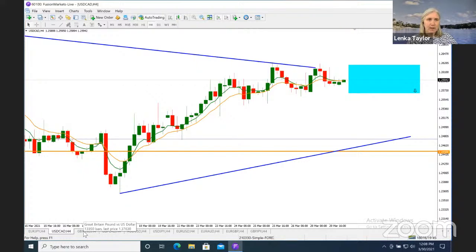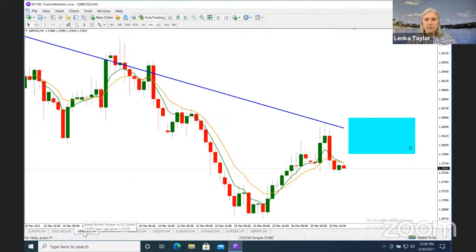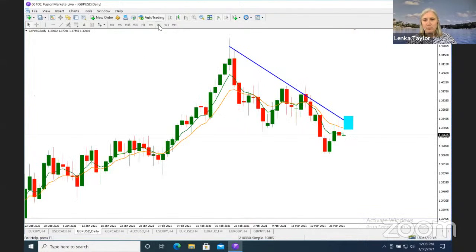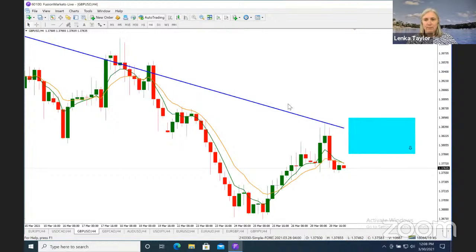Next currency pair is GBP USD. So with this one, also looking for a short. So now we have come back to that area, probably looking for a bit more of a sideways movement and a really good, strong setup with the candlesticks for a short there. So let's watch that one.